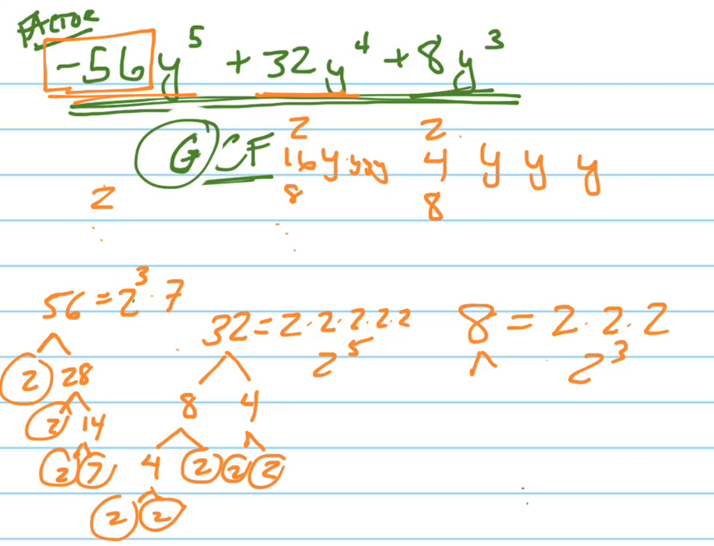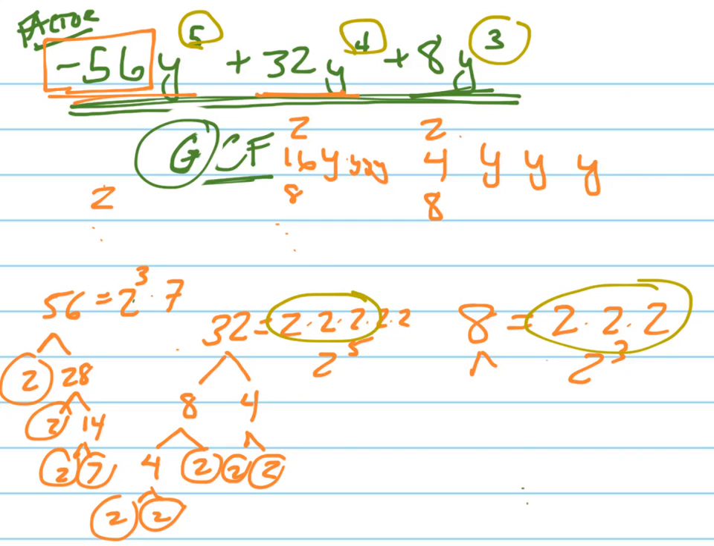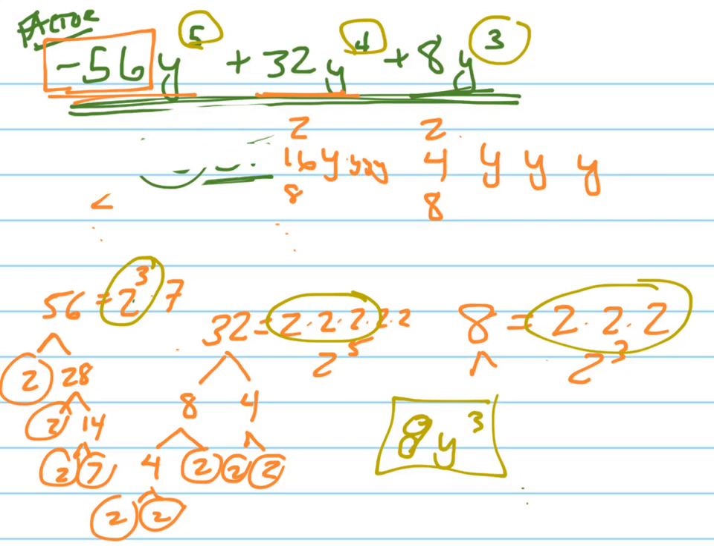So let's take a look at what they have in common. Well, they all have 3 y's in common. Each one of them has 3 y's. And each one of them, look at their product of primes, has 3 2's in common. So the greatest common factor is 2 cubed, or 8, y cubed. Once we figure out what that is, now we factor it out of each term.